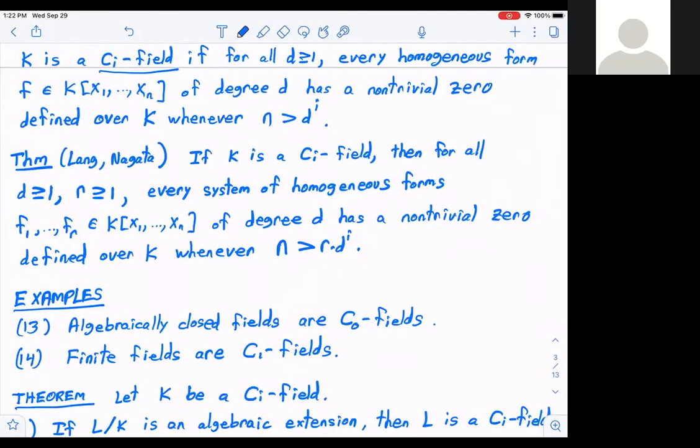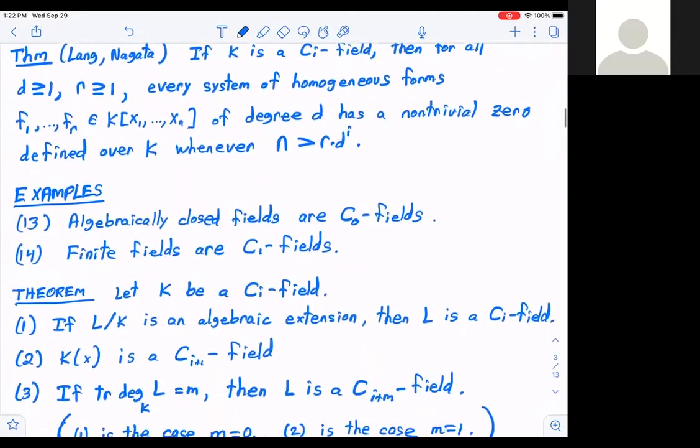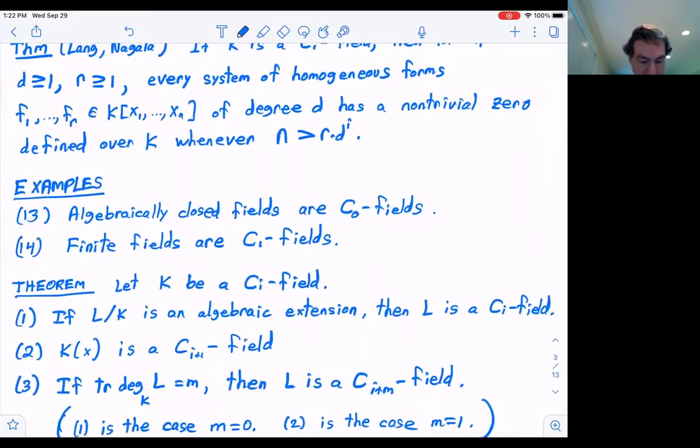All right, so what are examples of C_i fields and why would they be interesting for this talk? Okay, so let's go back to some examples. Example 13: if you check the definition, it's easy to see an algebraically closed field is a C_0 field. And in fact, I should have written down, it's if and only if. A field is algebraically closed if and only if the field is C_0. So that's the definition. Finite fields are C_1 fields, and this would follow from the Chevalley-Warning theorem.